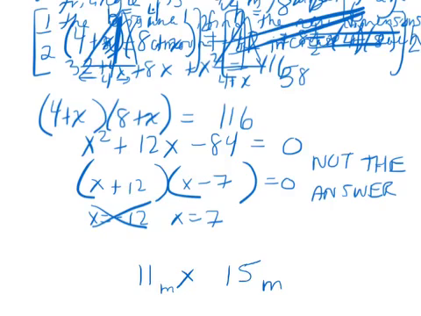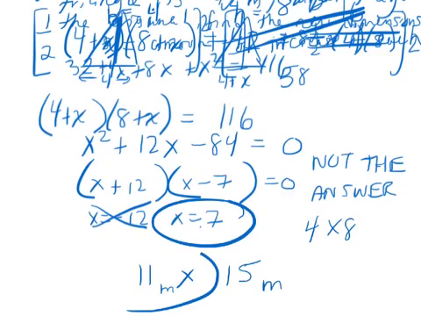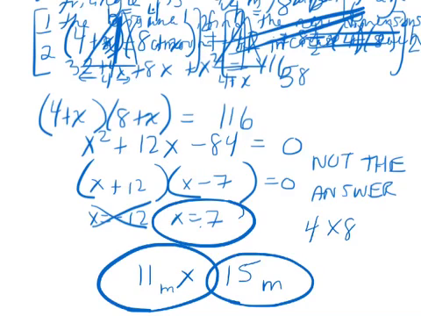Again, not the answer. The original dimensions were 4 by 8. This is the amount of increase, 7. So the new answer would be the amount of increase, which is 4 plus 7 gives you 11, and 8 plus 7 gives you 15. Okay? I'm telling you now, this is not a problem that you can omit. This is one of the first two. So you're going to have to do this.